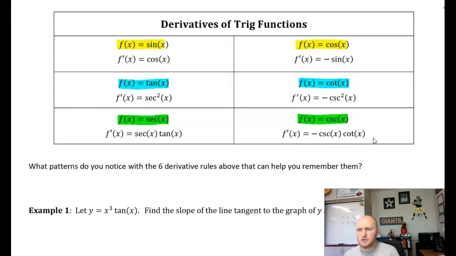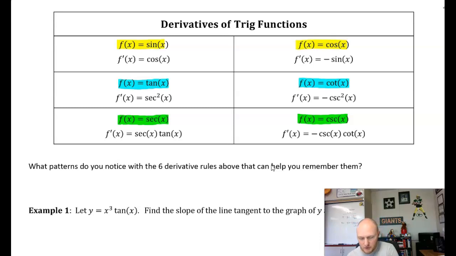What I want you to do right now is pause the video. I would like you to see what patterns you notice. There's a couple of patterns that can help you remember these trig derivative functions. So go ahead, pause me, try to figure out some connections or patterns. All right, hopefully you noticed some patterns.